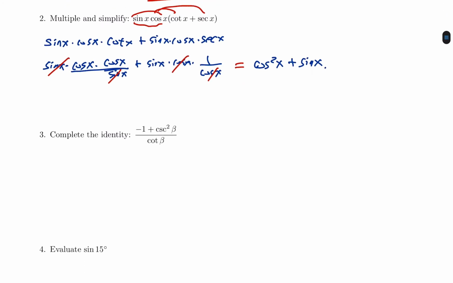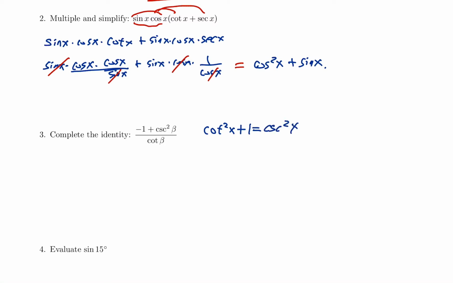So let's look at number 3. It says complete the identity. Again, this is just another way of saying simplify this trig expression. For this type of problem, we have to remember some of the identities. One of those identities is a Pythagorean identity, using cosecant squared: cotangent squared x plus 1 equals cosecant squared x. So this is one of those that you have to know.